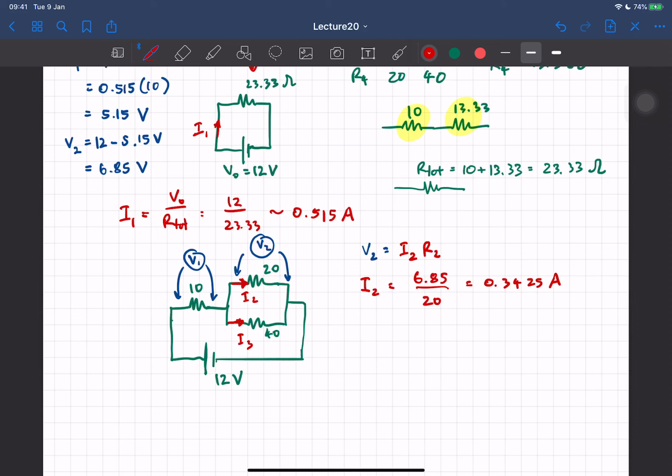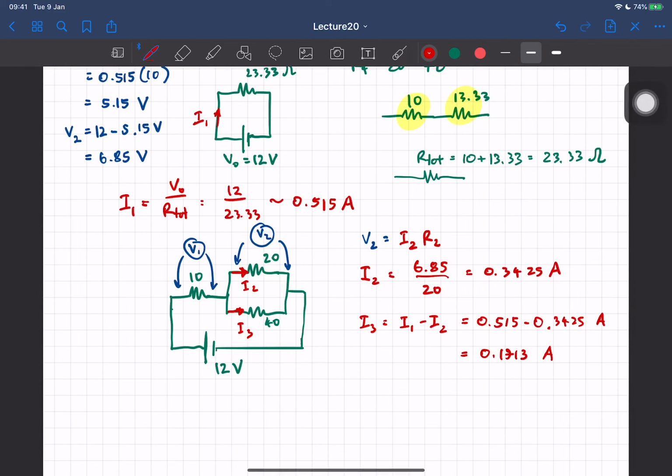And now there are two ways to calculate I3. So you can say I3 must be I1 minus I2. So 0.515 minus 0.3425 amps. And that gives you about 0.1713. Right? So it might be some rounding error, but we don't need to be super precise. Okay, so you can calculate I3 like this.